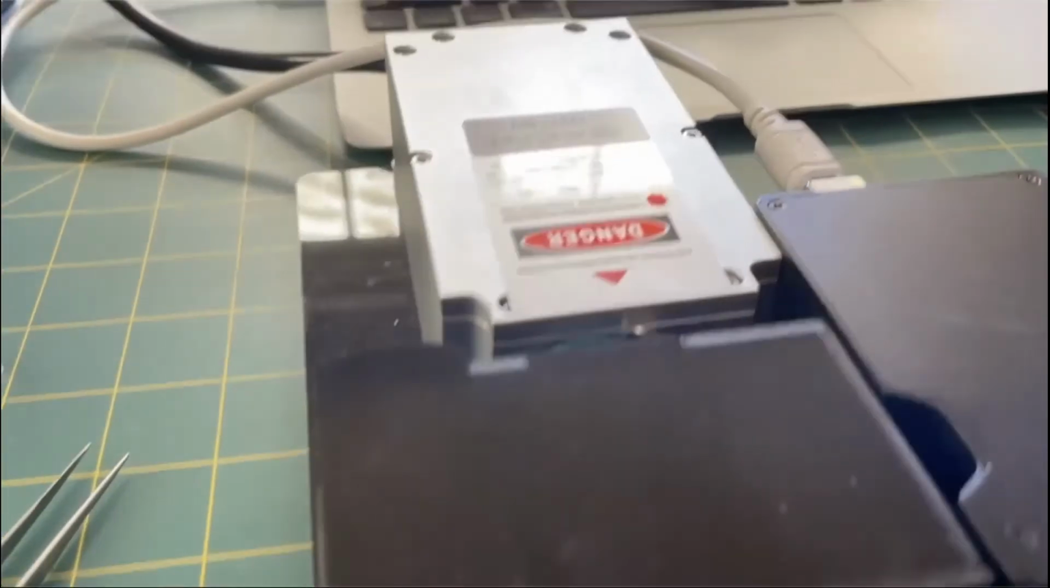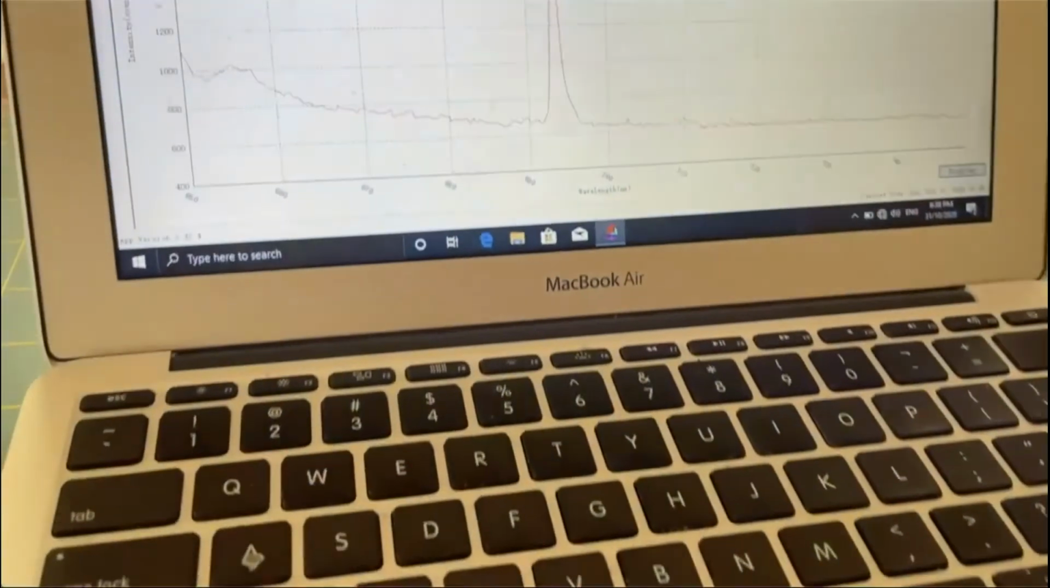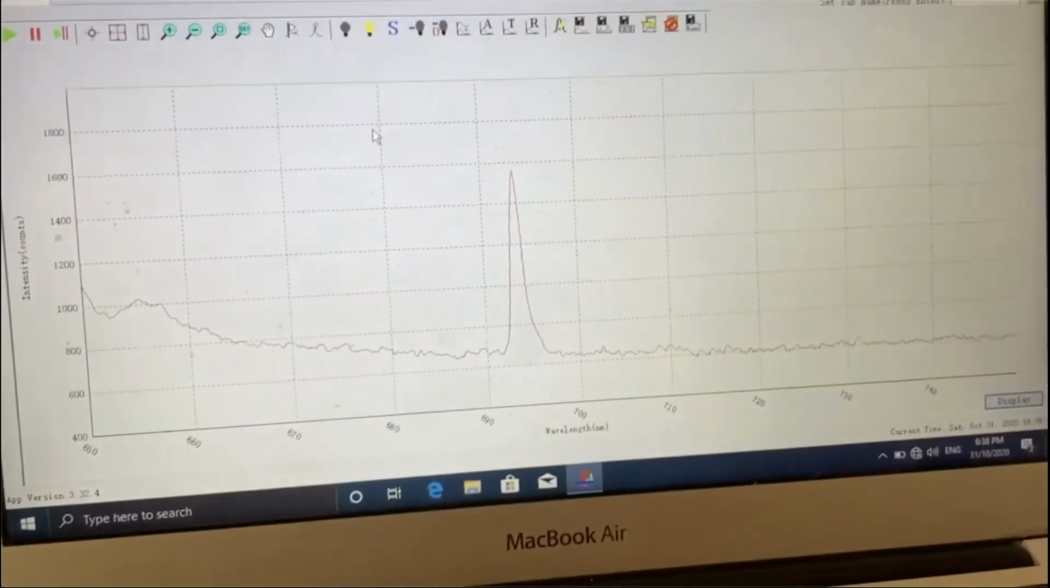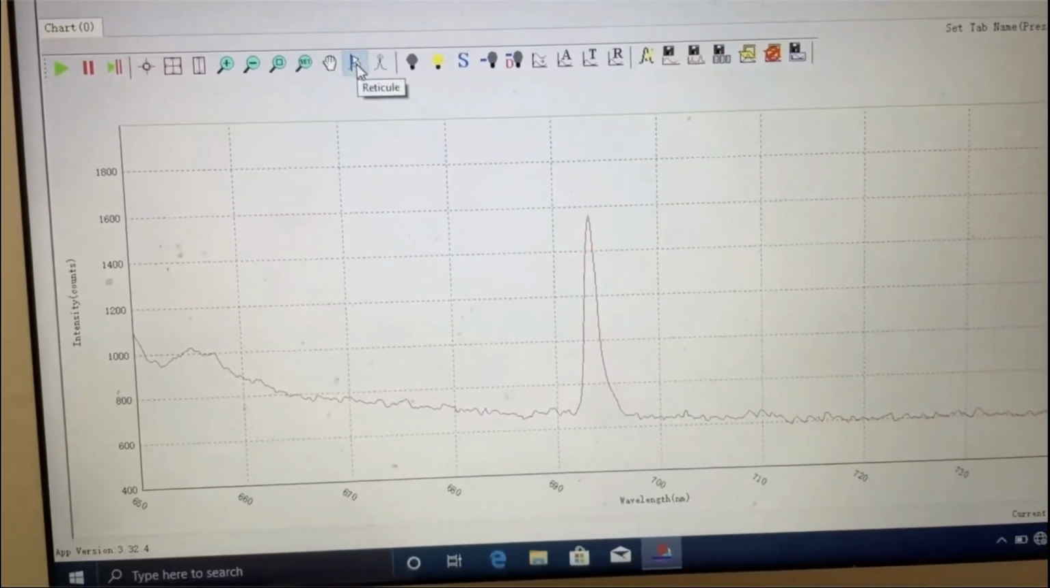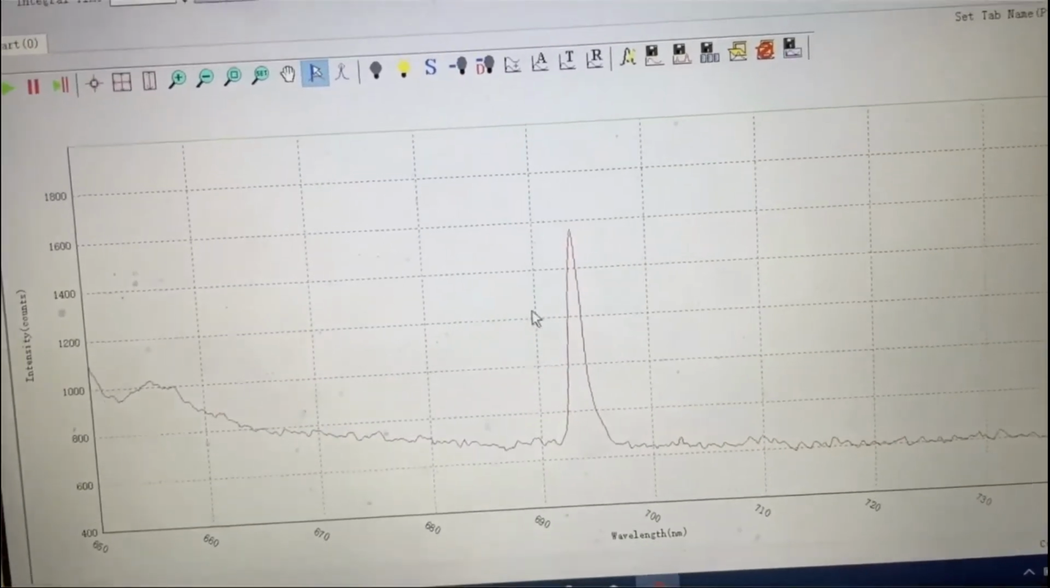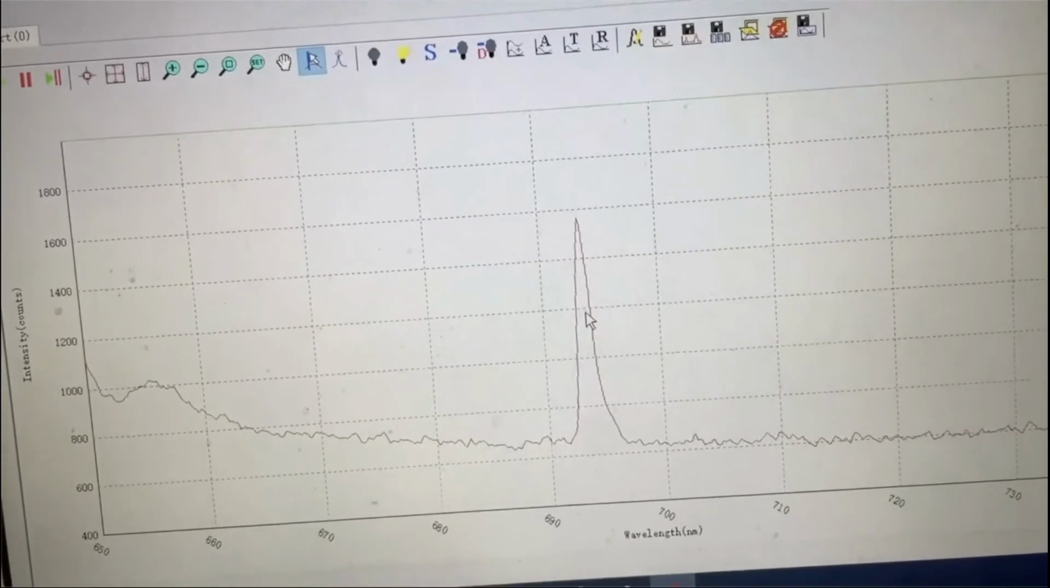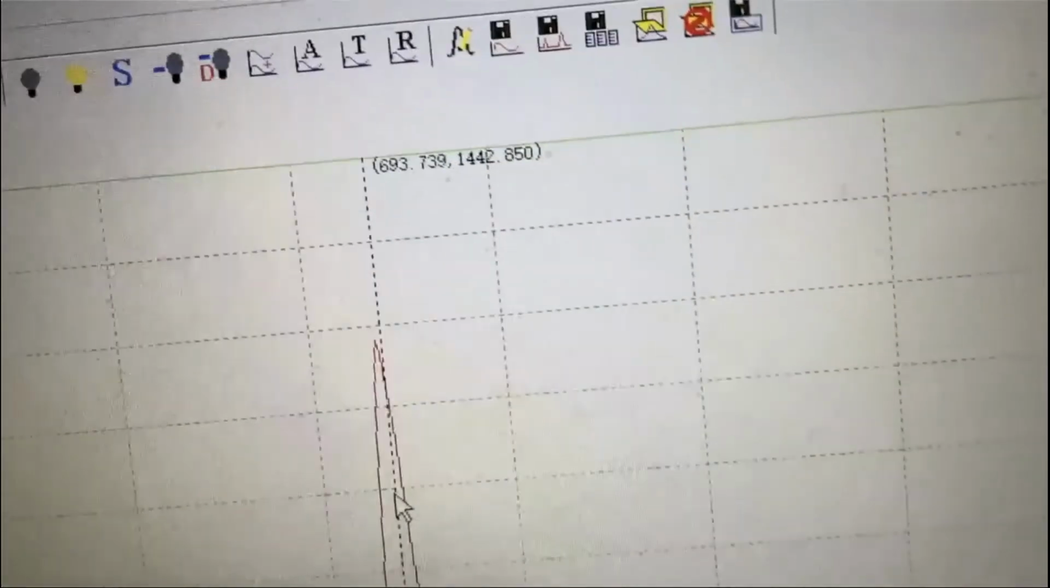And here we find just one peak standing out. And the wavelength of that is 694, shall we say. Those peaks are known as Raman peaks or Raman lines, and they're characteristic of the material being looked at.